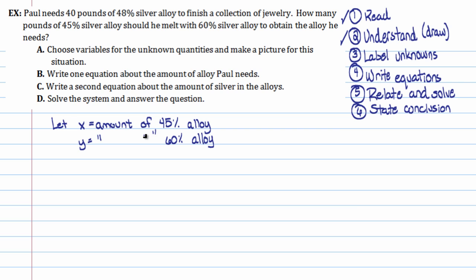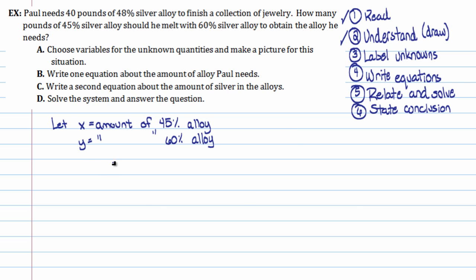I happen to know how much he wants in the end, so I'm not going to give a variable for that because it's not variable. It's a constant. We know he needs 40 pounds in the end. And so we need to write equations for these. Now, you could easily just read this and most people would figure out that the amount of the 45% plus the amount of the 60%, when we mix them together, should become 40 pounds. So most people would know that initially one of our equations will be x plus y is equal to 40.